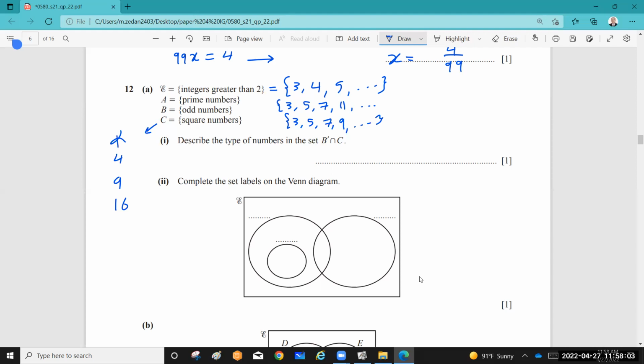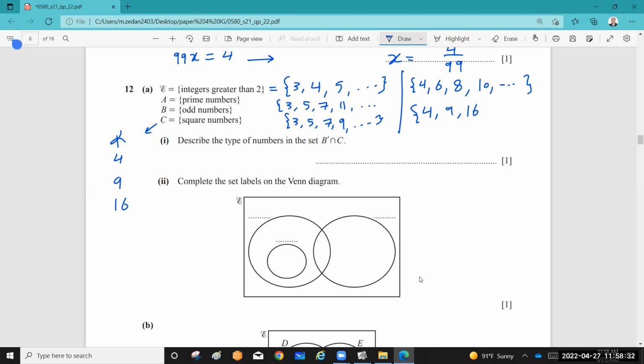We can check this one. Look at this one. B is the odd numbers more than 2, so B prime is the even numbers: 4, 6, 8, all even numbers, and 10, and so on. So with the set C, this is the first set, these even numbers. The set C is square numbers, as 4, 9, 16, and so on.